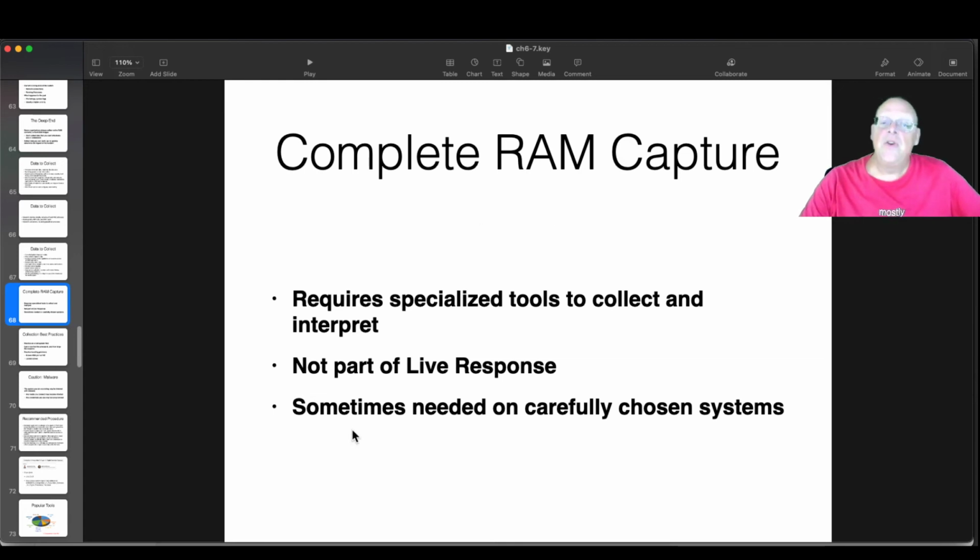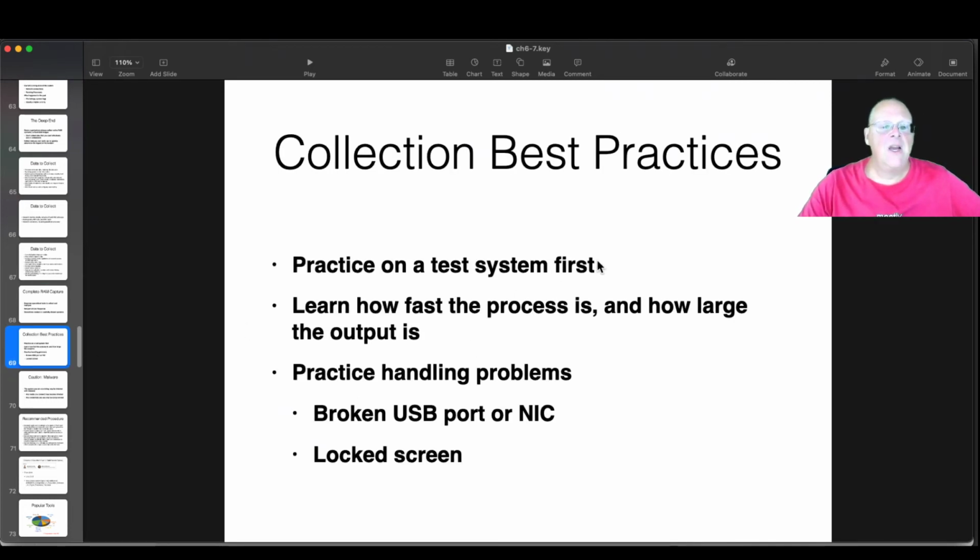And then you could do complete RAM capture. This is less of a burden than complete hard disk capture, but still overkill in many cases. Not what you'd normally do for live response. So first you'd do live response to find some suspicious machines, and then if you have a small number of suspicious machines, like in those scenarios we just went through, you might choose them and do the full RAM capture. So again, practice your RAM capture tool on another system to make sure it's working. Learn how fast it is. Figure out how to handle problems, like if that machine has gone to sleep and is locked, or if it's got broken components.